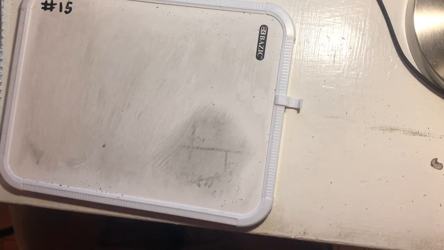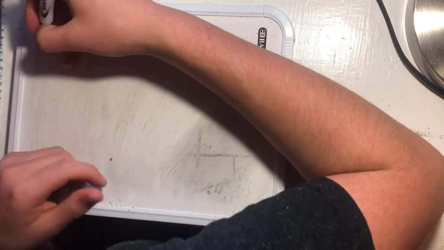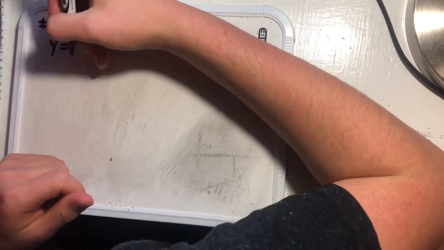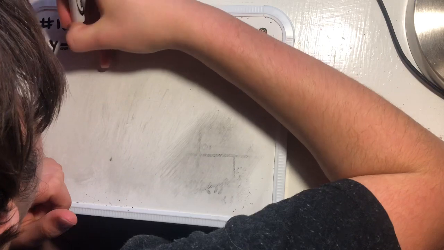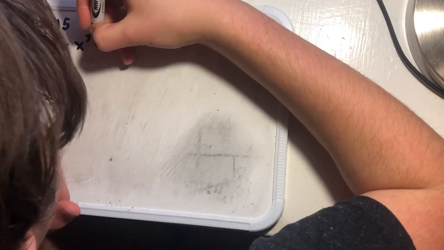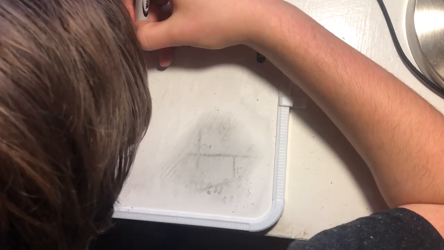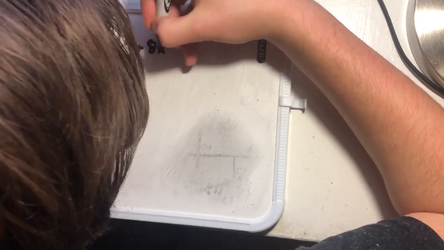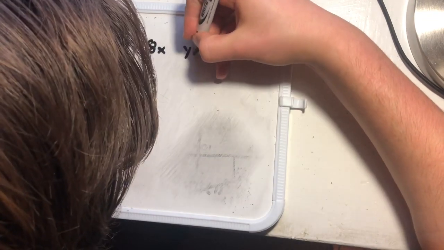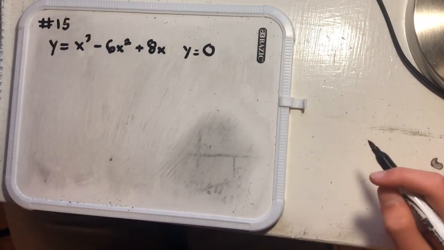Number 15. Find the area of the region bound by y equals x cubed minus 6x squared plus 8x and y equal to 0. Okay, so we'll write down y equals x cubed minus 6x squared plus 8x. We put over here that y is equal to 0.